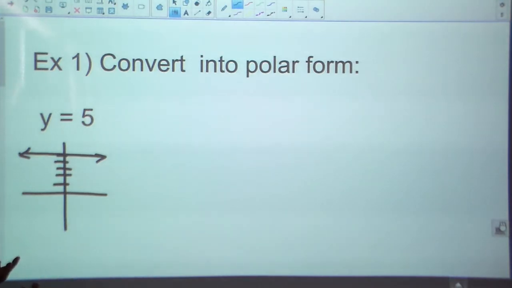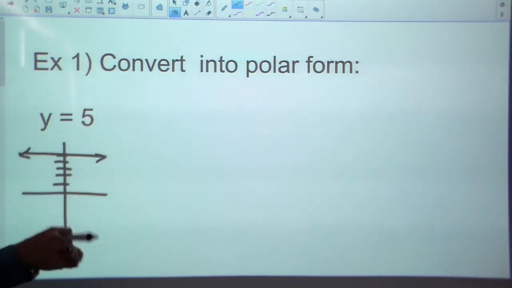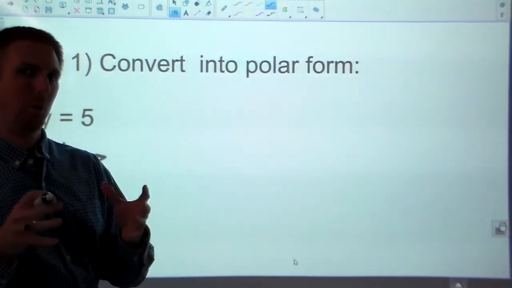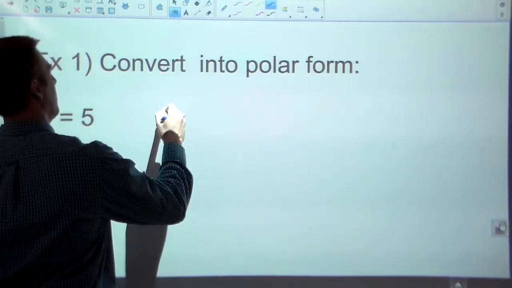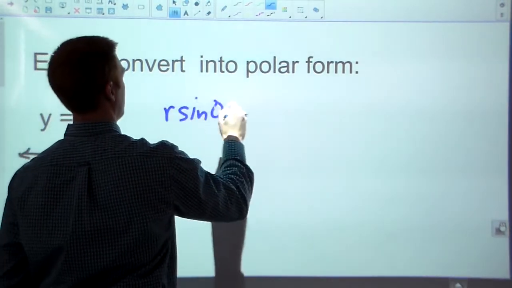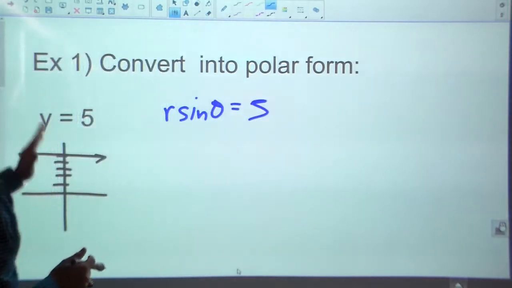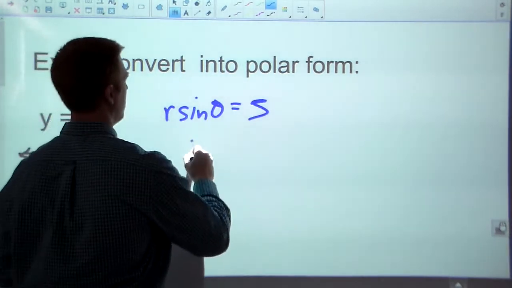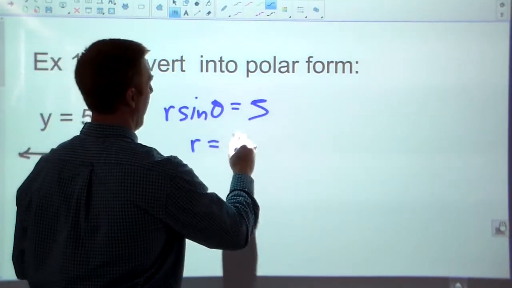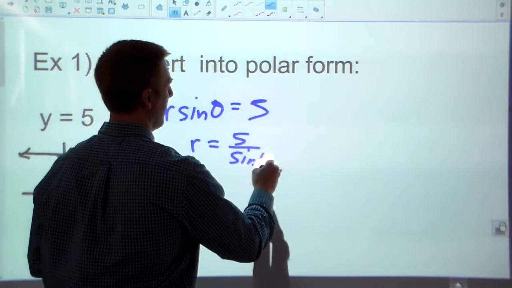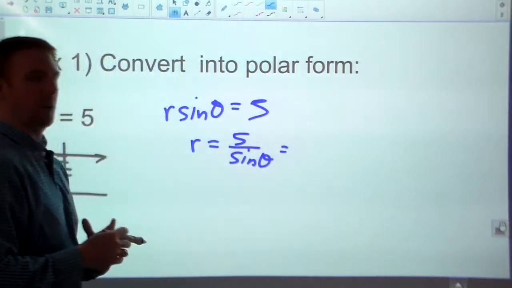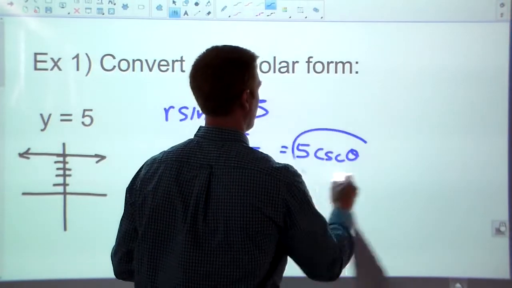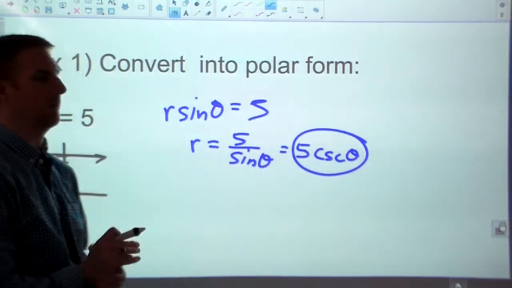Well, let's think about what substitution we could do for y that contains an r. You should be immediately thinking about how y equals r sine theta. So let's make that substitution. That's all I did, just a substitution. Y is r sine theta. We want r by itself, so I'm going to take 5 and divide by sine theta. Now, the nice answer you should give on your paper is 5 cosecant theta. That's really what I'm looking for as my final answer here.